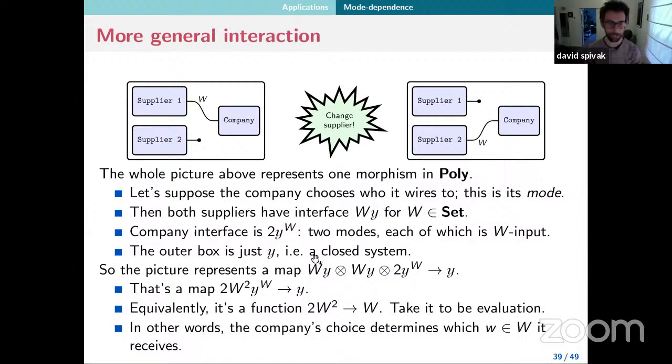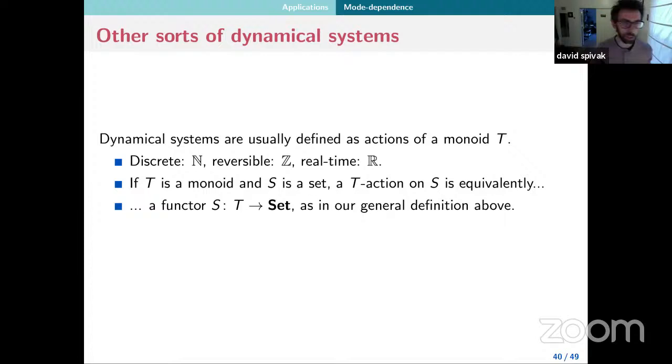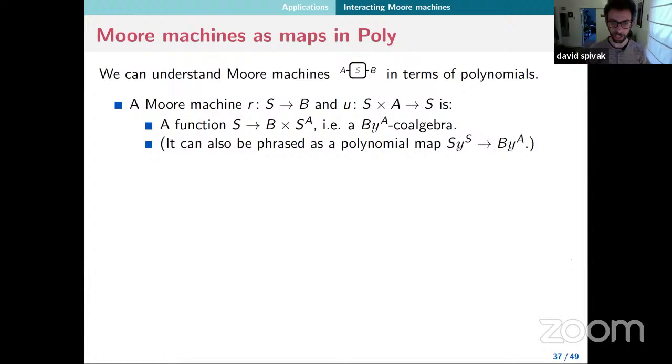Now, dynamical systems, as usually defined, are an action of a monoid. So for discrete dynamical systems, reversible dynamical systems, real-time dynamical systems, the monoid might be the naturals or the integers or the reals, or might even have measure or topology, which I'm not going to talk about today. I don't know whether that corresponds to polynomials in other categories or not. But if T is a monoid and S is a set, then a T action on S is equivalently just a functor from the monoid to set. And so it does satisfy our general definition above of what a dynamical system is. That's one reason I made it so general here, just because I wanted to cover that usual case.